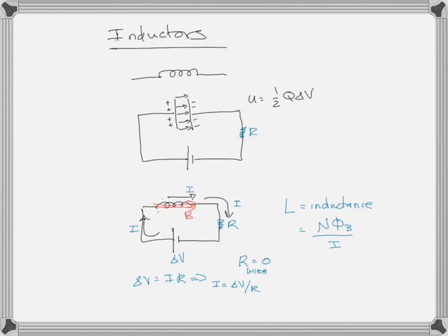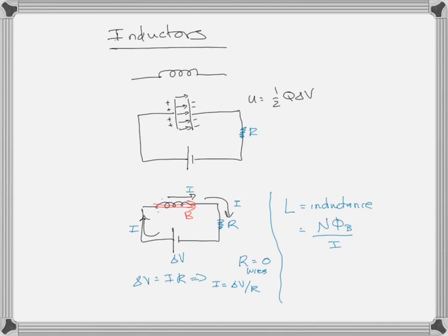And again, I haven't really explained exactly what's going on here, but when we turn on the power supply here and the current is initially zero, the current doesn't immediately get up to I. It takes time to get there because it takes time to set up that magnetic field in the inductor.